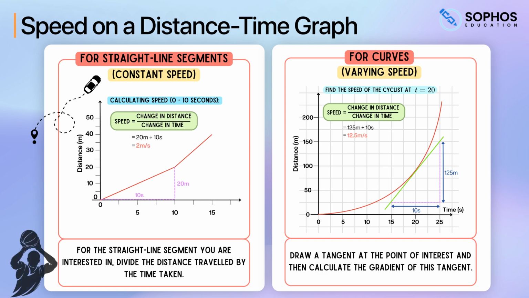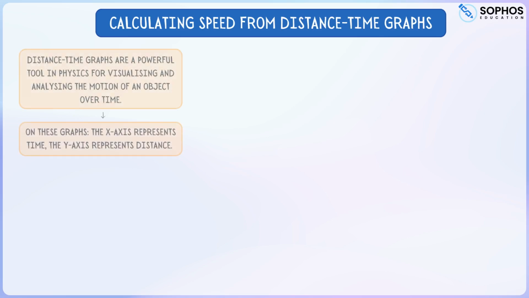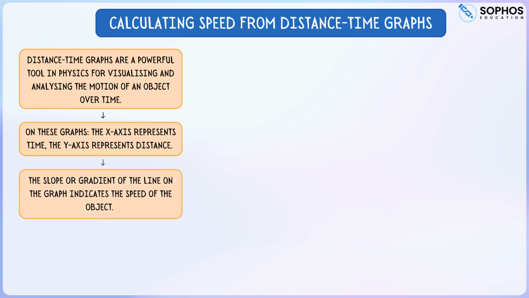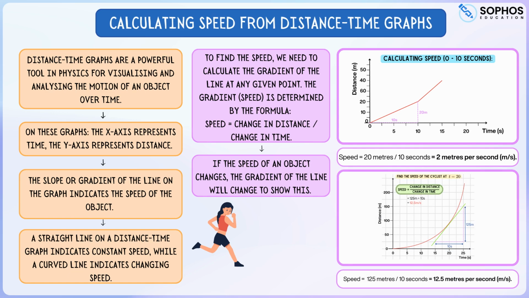In today's lesson, we delved into the main features of distance-time graphs. We learned that the horizontal axis represents time and the vertical axis represents distance. By examining the gradient of these graphs, we can determine an object's speed. We discussed how to calculate the speed of an object when it has constant speed, which is represented by a straight line on a distance-time graph. We also looked at the more complex case of using a tangent to calculate the speed at a specific time when the speed is varying.